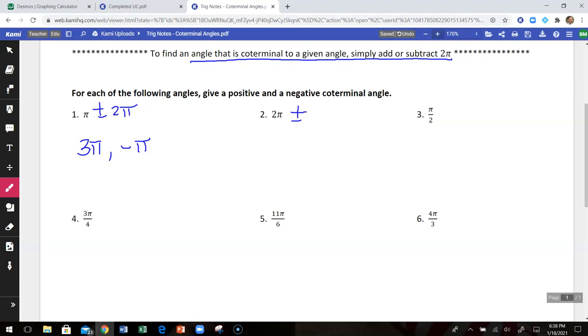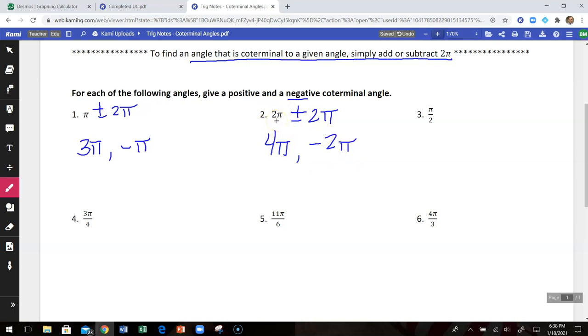If I add or subtract 2 pi from 2 pi, I'm going to get 4 pi. I'm also going to get 0. That's technically not answering the question. We want a negative coterminal, so I'm going to subtract 2 pi again: negative 2 pi. Before I move on, anytime you have a whole number times pi, if it is odd, it's going to be in the same location as pi. If it is even, it's going to end up in the same location as 2 pi or 0.